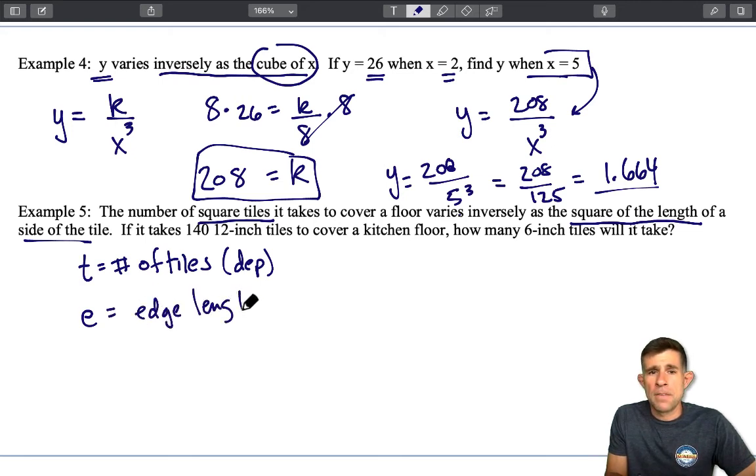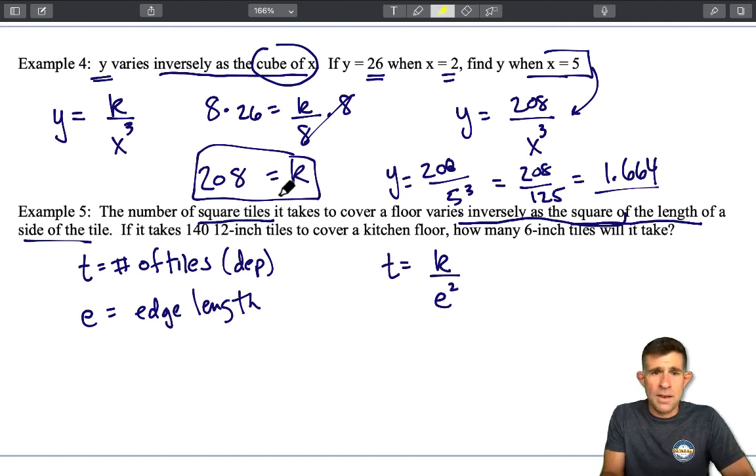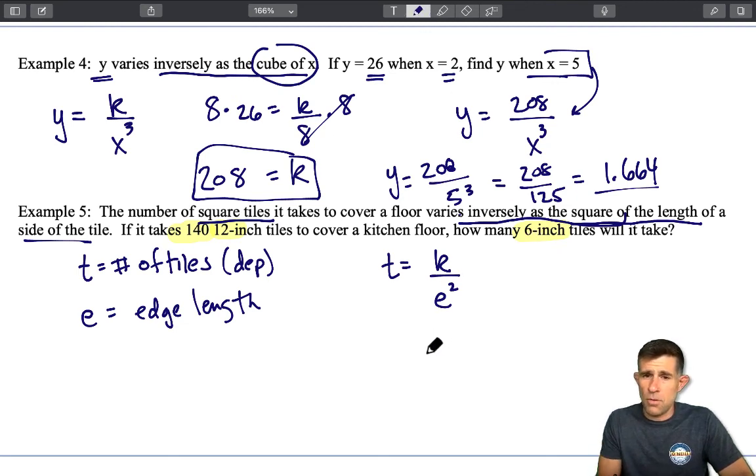All right. And now I'm going to write that inverse variation equation. I see that t varies inversely as the square of that length. So that's k divided by e squared. All right, once I have my inverse variation equation, now I can keep reading. I see that I have 140 12-inch tiles will cover my floor. How many 6-inch tiles will it take to cover that same floor?